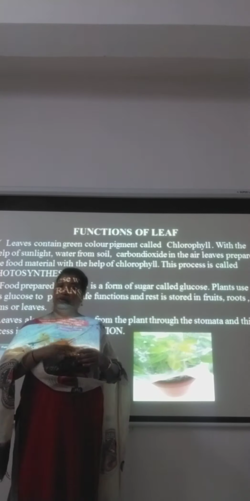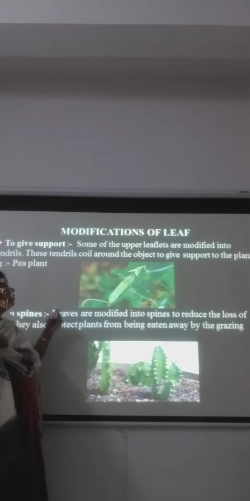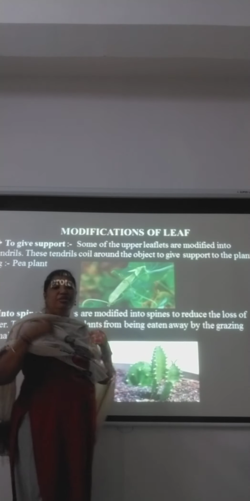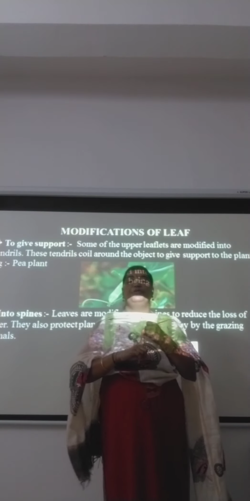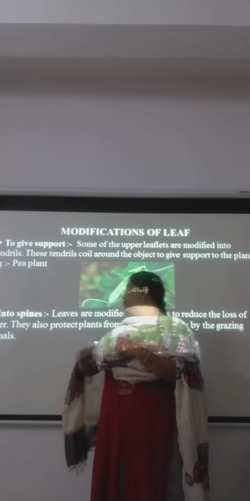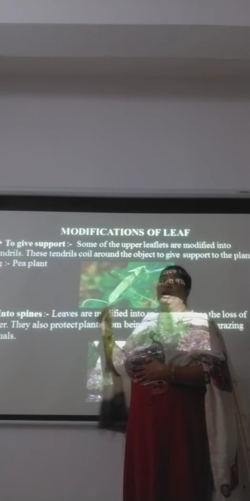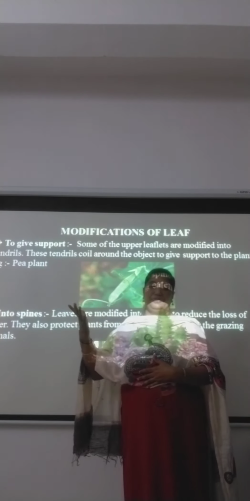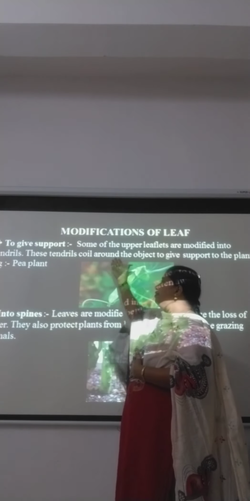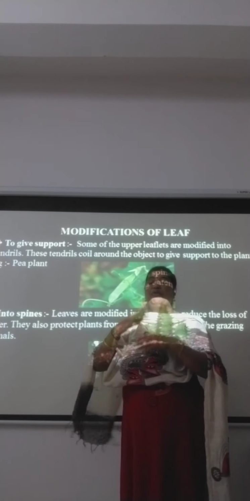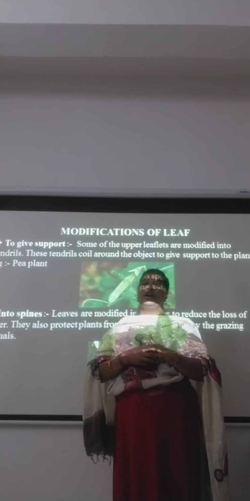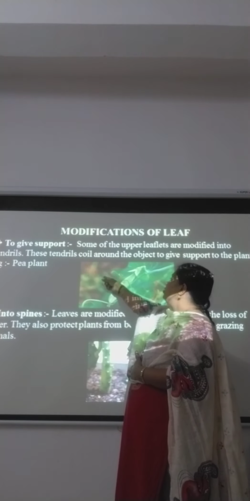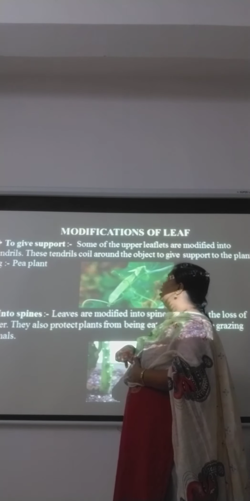Understood, children? Now let's move on further. Yes. So we have seen modification of root, modification of stem. Now let us also see modification of leaf. In which ways are the leaves being modified? How are they changing themselves according to the surroundings? Now the first one is to give support.